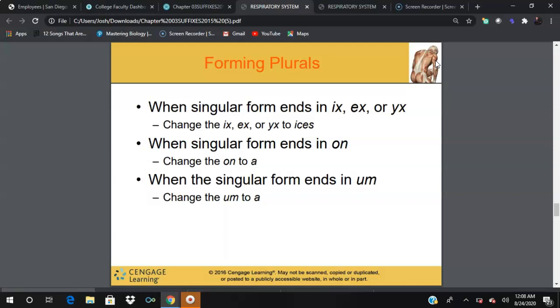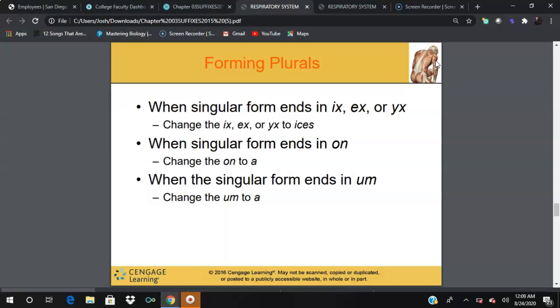If we have a singular form of a word that ends in IX, EX, or YX, then that changes to ICES. So if we have a cervix, which is actually the neck of the uterus, or it can also refer to the cervical neck and the spine. If we have multiple, we call it cervices.